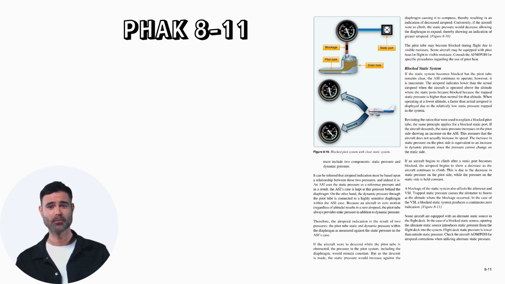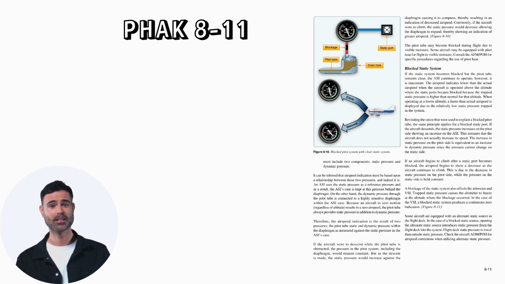Blocked static system. If the static system becomes blocked, but the pitot tube remains clear, the ASI continues to operate. However, it is inaccurate. The airspeed indicates lower than the actual airspeed when the aircraft is operated above the altitude where the static ports became blocked because the trapped static pressure is higher than normal for that altitude. When operating at a lower altitude, a faster than actual airspeed is displayed due to the relatively low static pressure trapped in the system. Revisiting the ratios that were used to explain a blocked pitot tube, the same principle applies for a blocked static port.